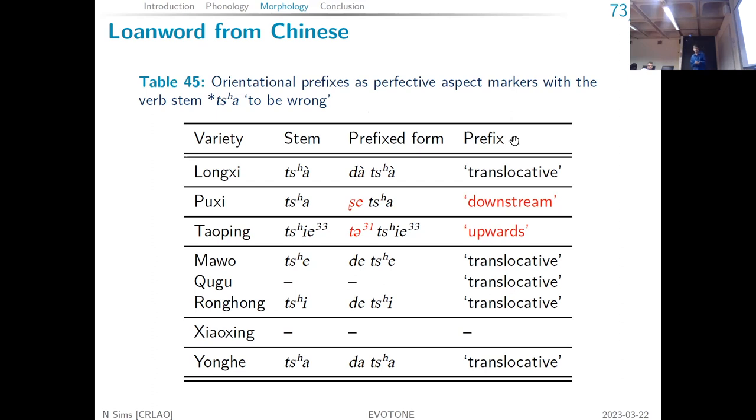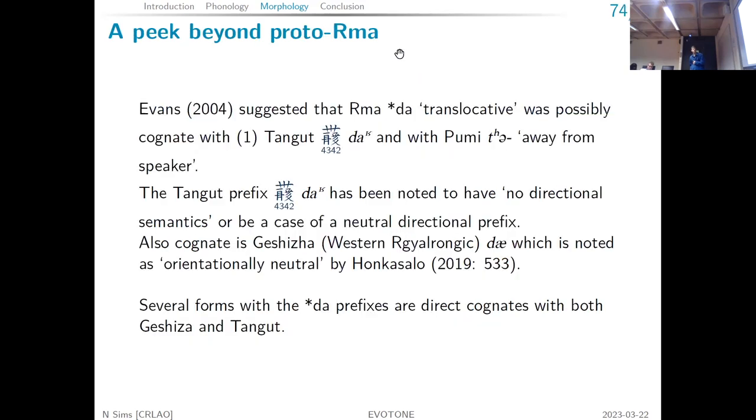It has the translocative prefix in most varieties, but it has been replaced in Puxi and in Taoping. Puxi did it with the downstream prefix, Taoping with the upwards prefix. So this kind of confirms to me that Puxi is really innovative. It's innovative with local, native forms and with loanwords as well. So I would reconstruct this with a da orientation prefix.